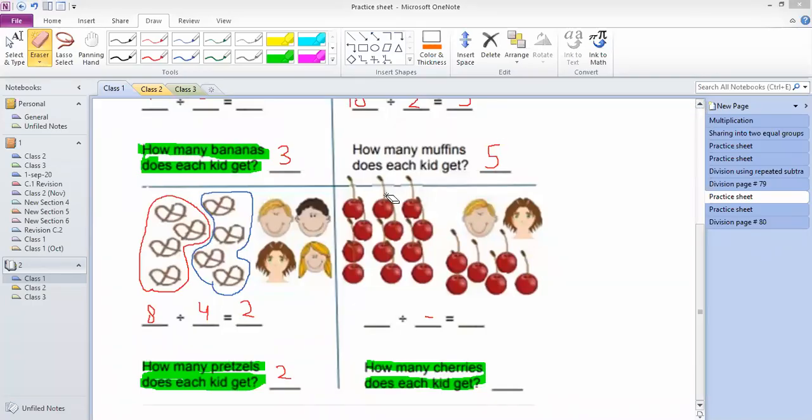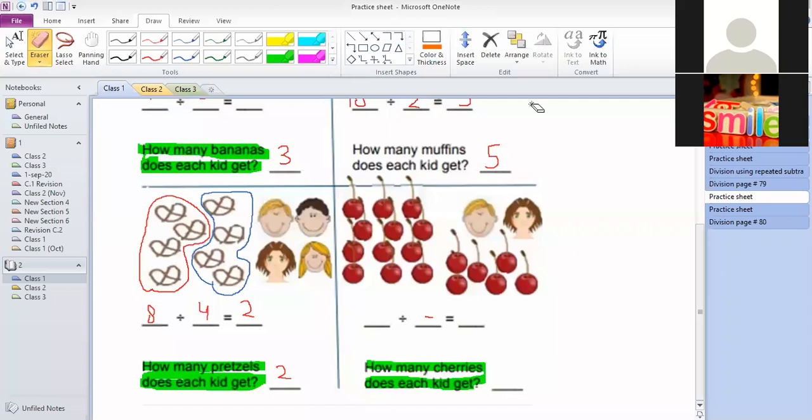This is the question what we have to do. Today we will complete this question first. How many cherries are there? You have to distribute in two kits. Then we have another worksheet which we will complete later.